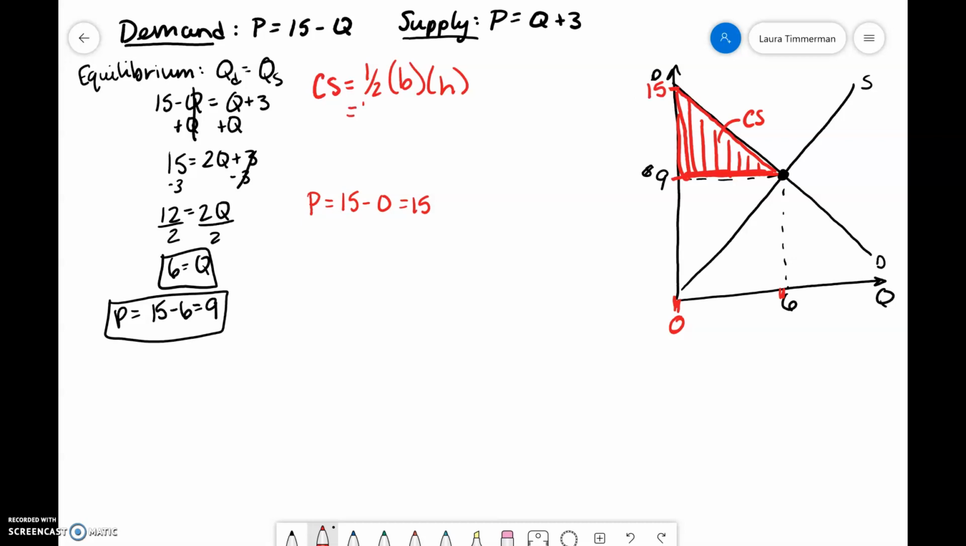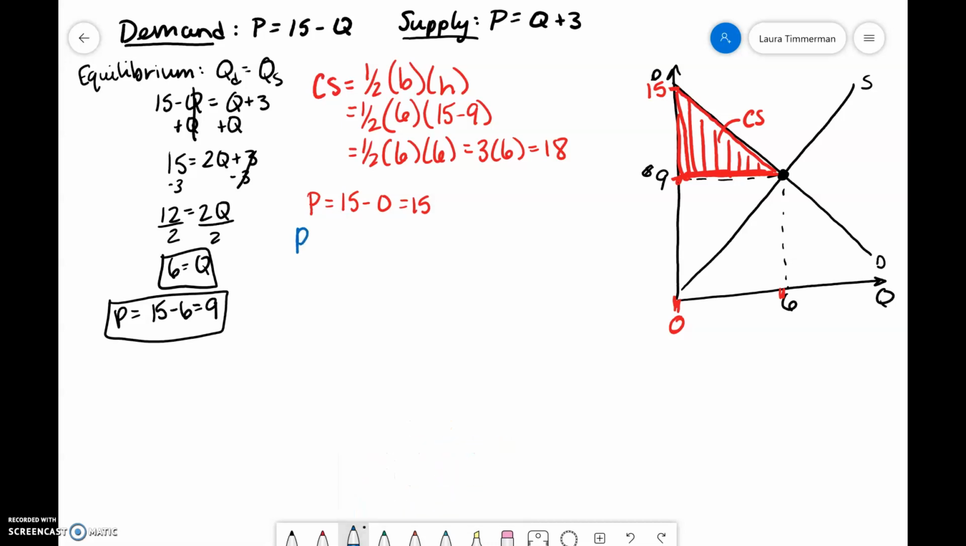So we can find our consumer surplus. Our base is the quantity essentially, so it goes from 0 to 6, which is 6. And our height goes from 15 to 9. So the area is 1/2 of 6 times 6. It will not always be the same number in both. So 1/2 of 6 is 3 times another 6 is 18.